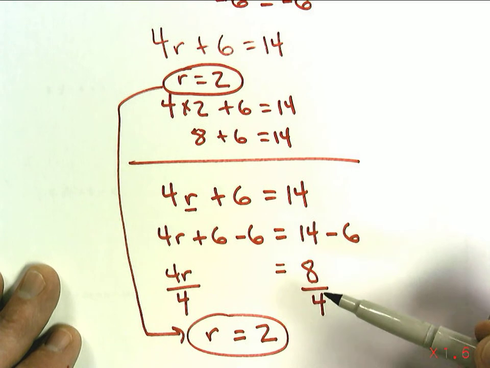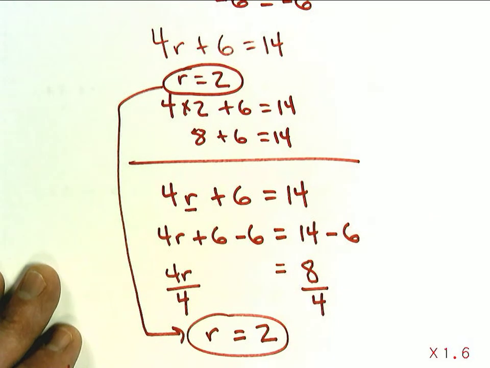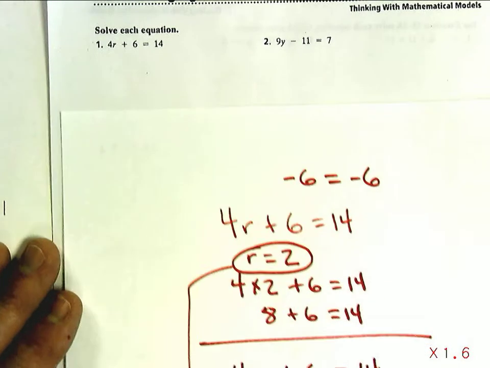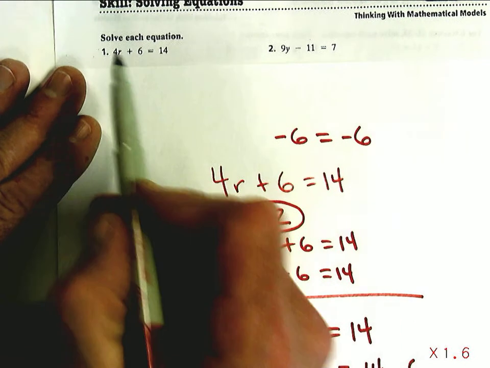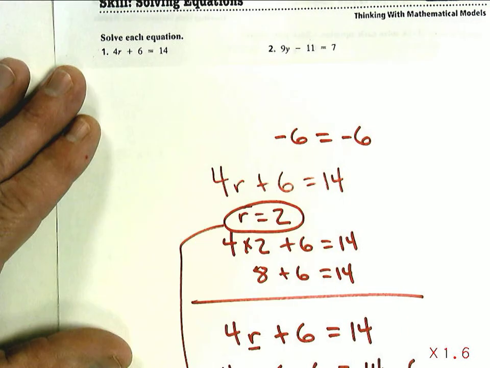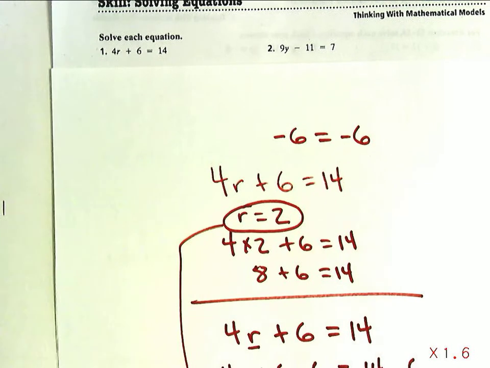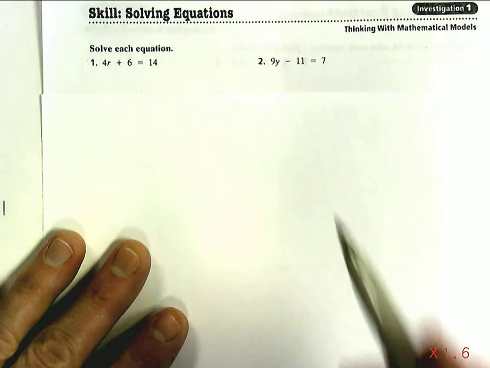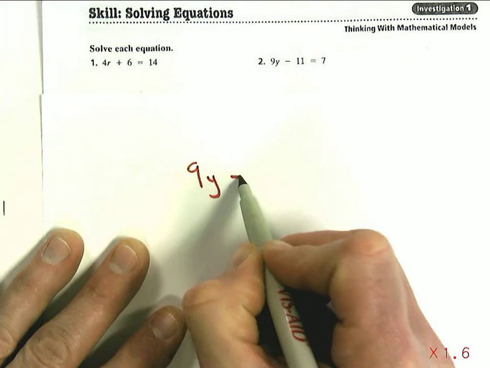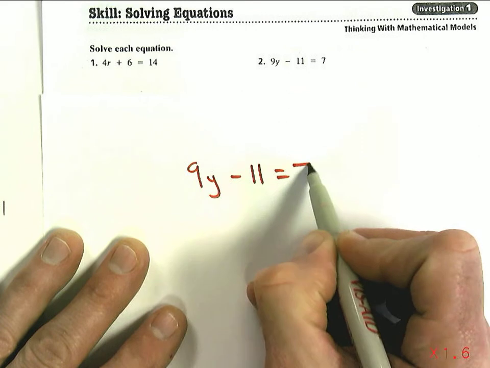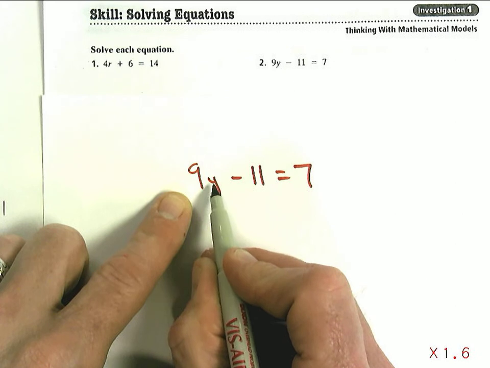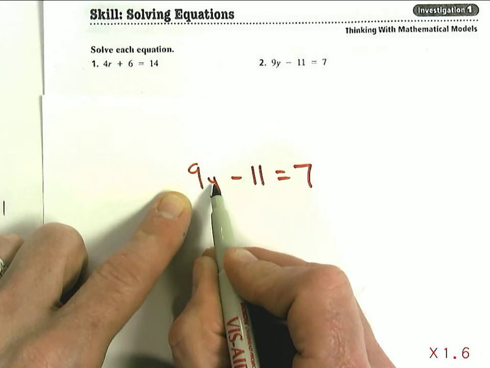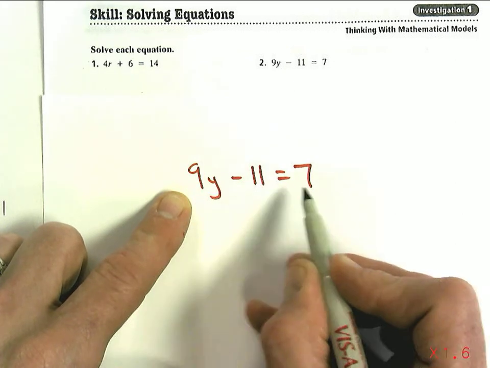And so this is a good example, problem 1 of the skill worksheet in solving equations, the problem that I just solved: 4r plus 6 equals 14. So I'm going to do this one more time for problem number 2, because we have a very similar problem where it says 9y minus 11 equals 7. And again, I could just try and guess. This is 9 times whatever y is. So 9 multiplied by a number here, minus 11 equals 7.